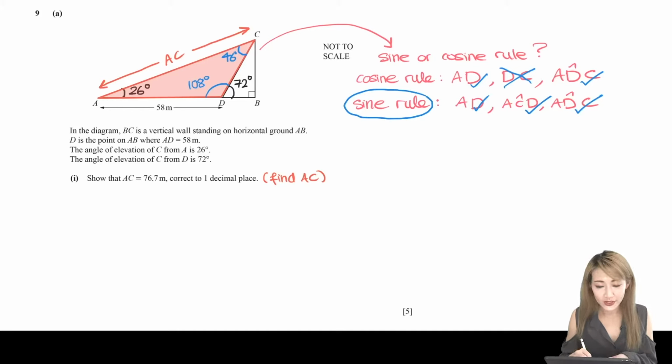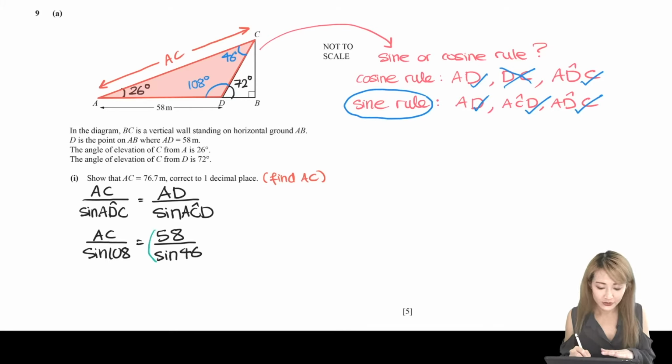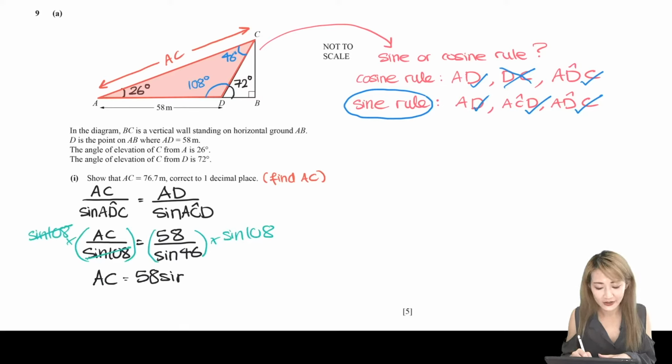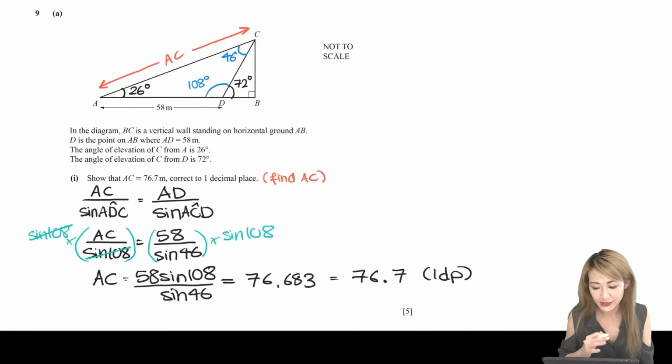So using the sine rule, we have AC over sine ADC equals AD over sine ACD. If we substitute the values for that in, we get AC over sine 108 equals 58 over sine 46. And we can solve for AC by multiplying both sides by sine 108. So AC equals 58 sine 108 over sine 46, which equals 76.683. To 1 decimal place, that would be 76.7. So now we've proven that AC equals 76.7 meters, correct to 1 decimal place.